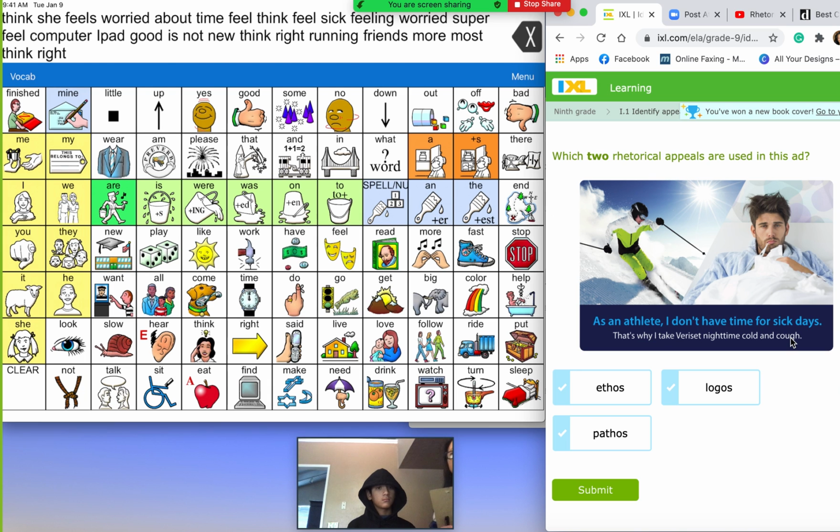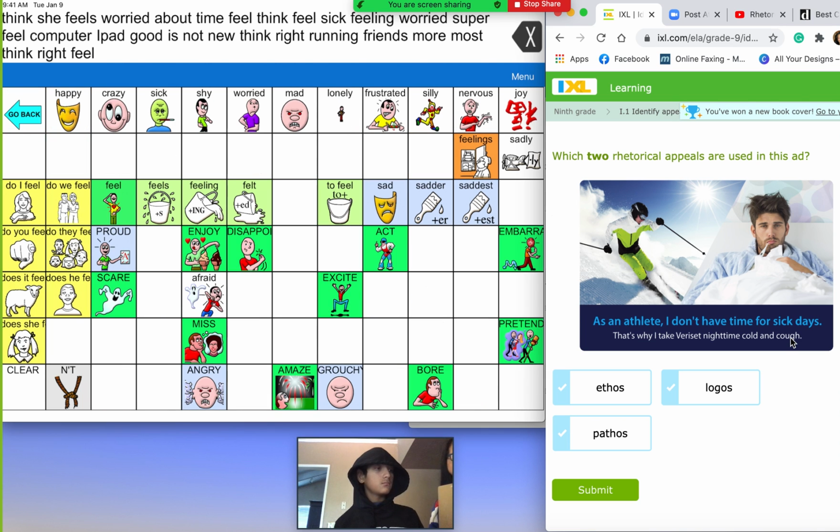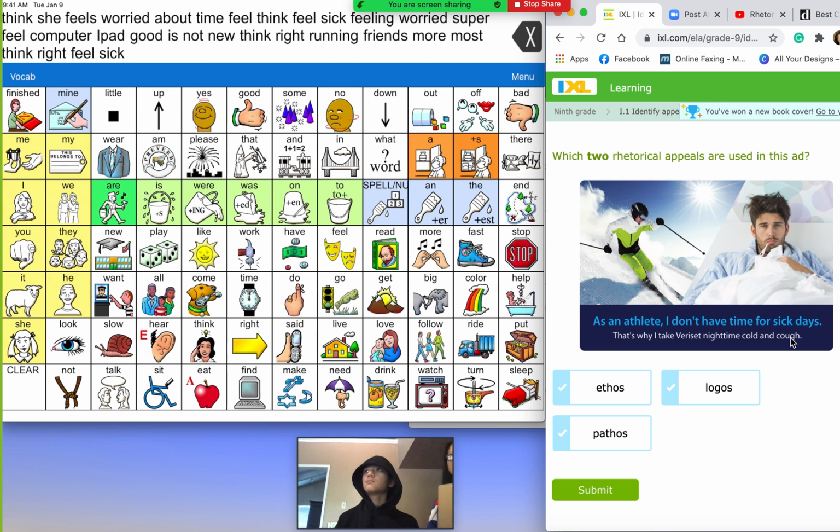All right. Which two rhetorical appeals are used in this ad? As an athlete, I don't have time for sick days. That's why I take that nighttime cold and cough. Okay, so what's happening here? Tell me something about this picture. He feels, yeah, how does he feel? He feels sick, yeah, which nobody wants to feel sick. So I think for sure you're right, that has this one.